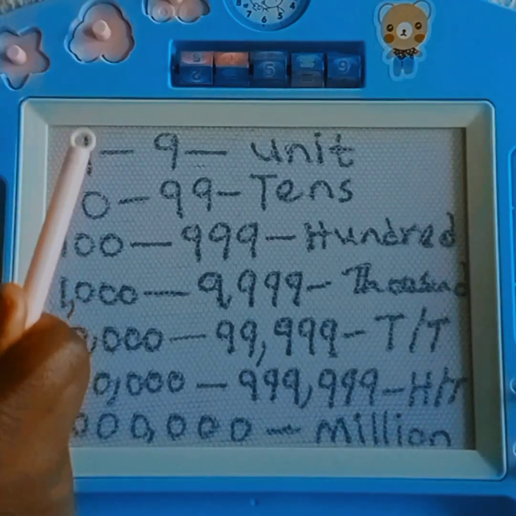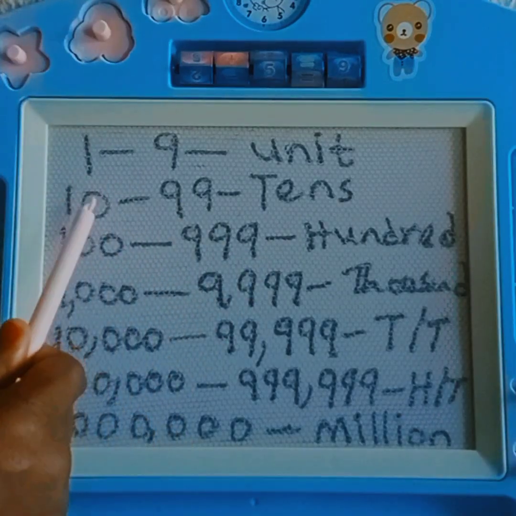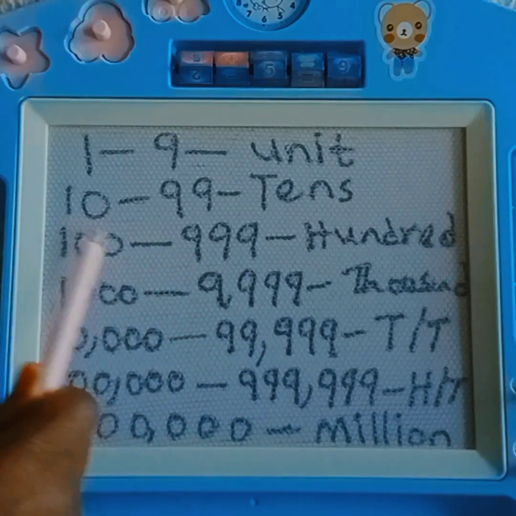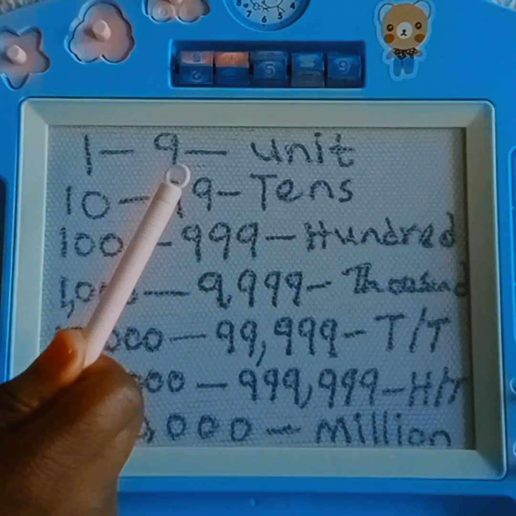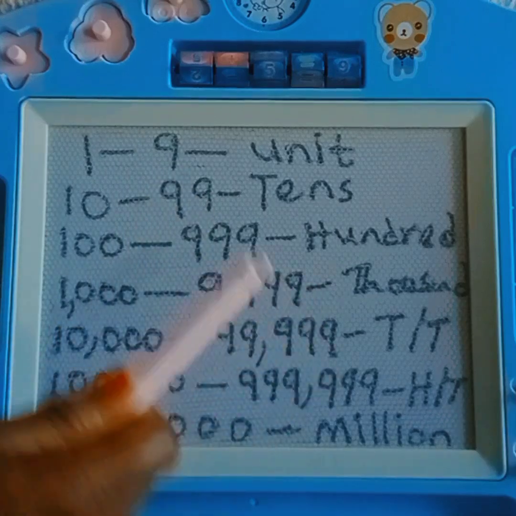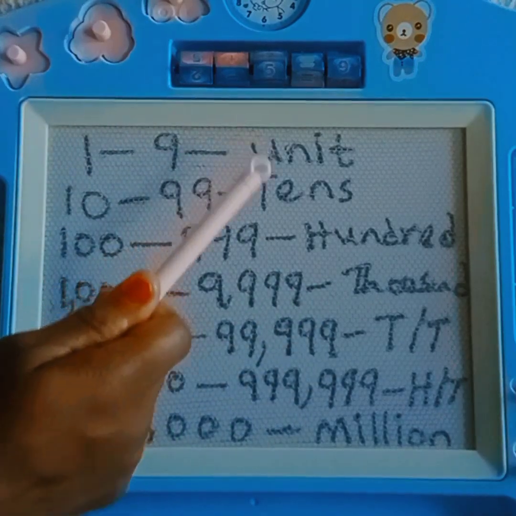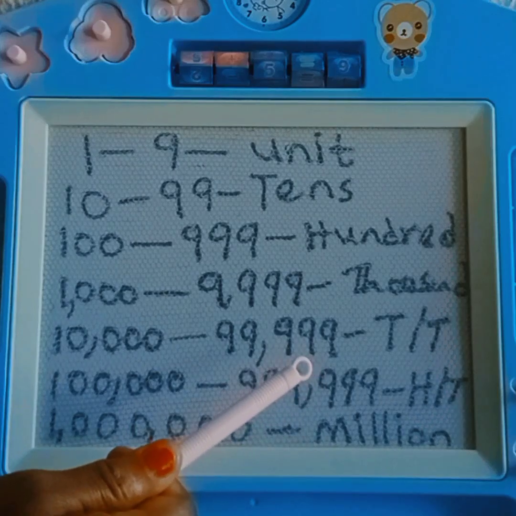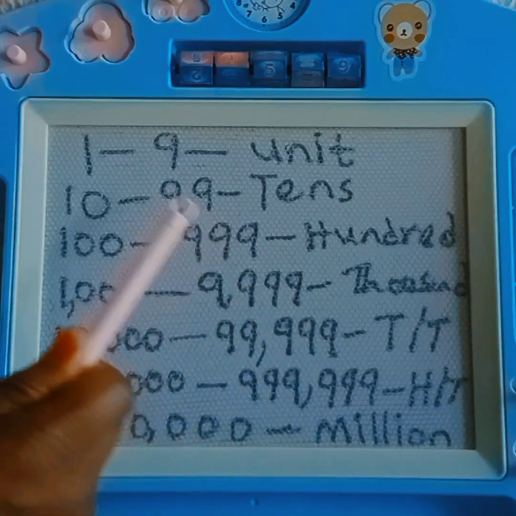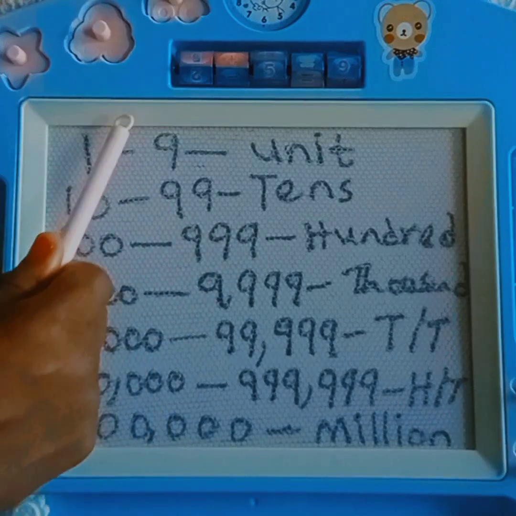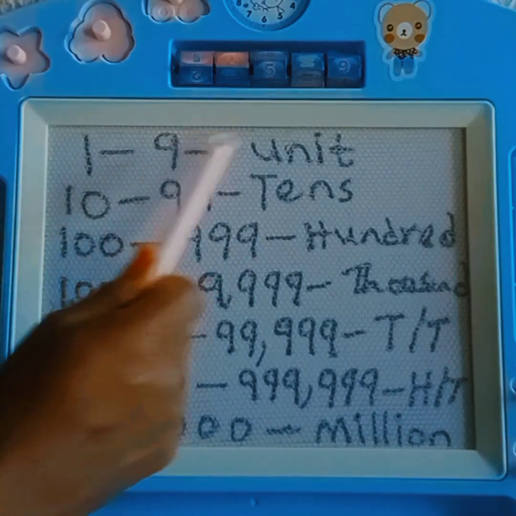In understanding the place value of numbers, we need to understand this. This is the basics. Once you understand this, you'll be able to solve your place value of numbers. Here you see I wrote numbers 1 to 9. Numbers 1 to 9 are usually one digit. So from 1 to 9 is units.